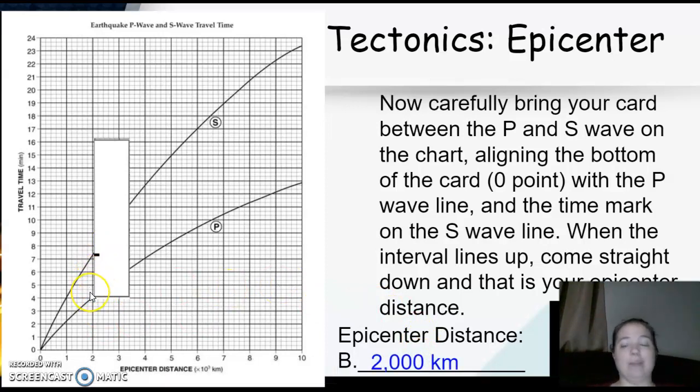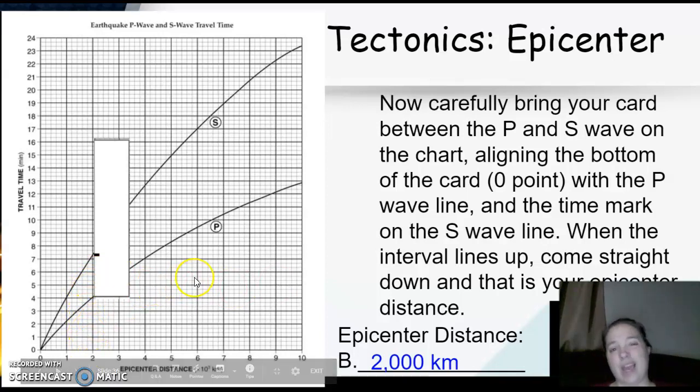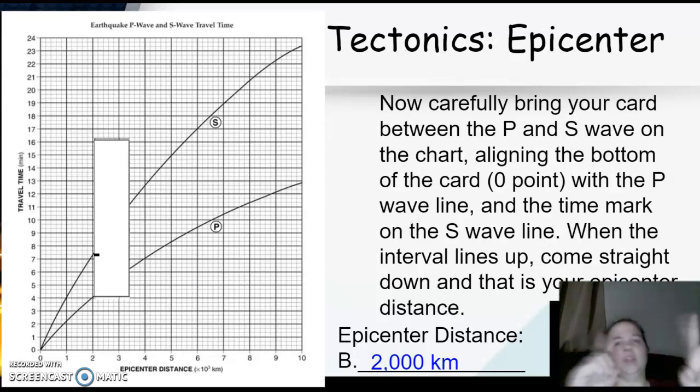Here's the deal. If you're like, hey, Miss Co, I don't like it, I think it's 1,800 kilometers. Guess what? I'm not going to count it off. You've got a 200 kilometer give or take. So it's like plus or minus 200 kilometers.